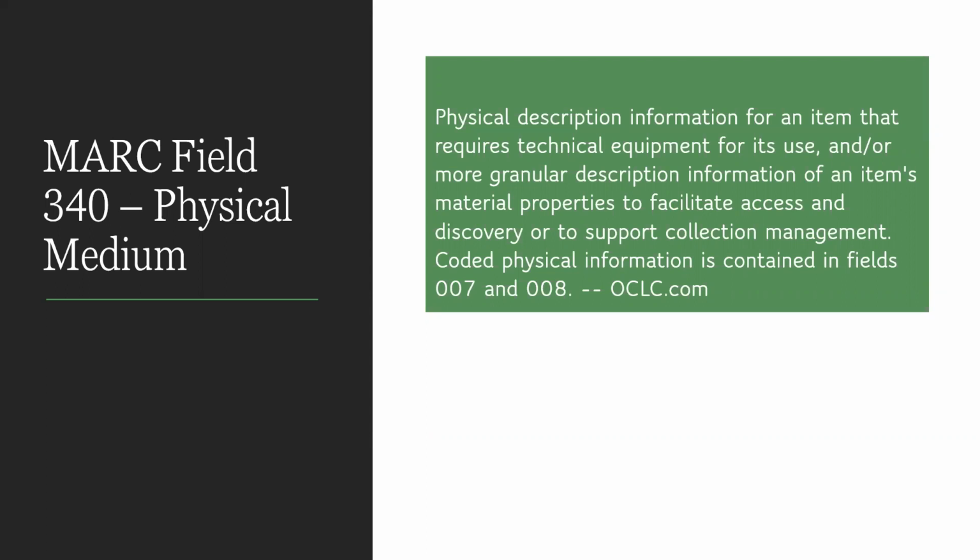And while we'll see examples of items that require technical equipment, for the most part, this is used for the more granular description. As Pam noted, it is not a new field, but it is used infrequently currently, so I'm hoping to change that. It's an optional field, but it can be useful for adding a lot of helpful descriptors to an item. Today, we're going to look at the 340 subfields A and P, as well as subfield 3 to see what types of information we can include with our items to help make them more accessible.